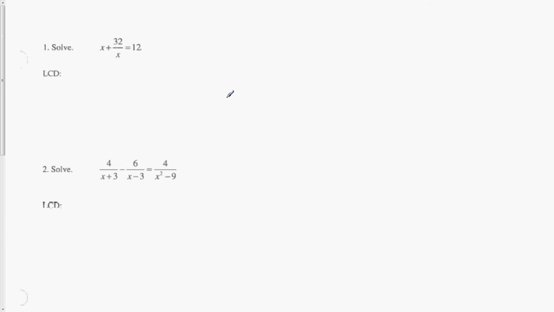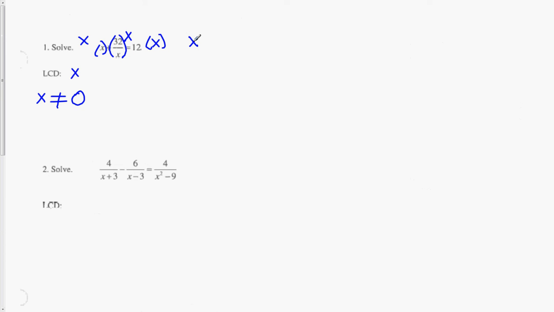Okay, looking at this one, x plus 32 over x equals 12. My LCD is going to be x. That's the only fraction I have. And on this one, x cannot be equal to 0, since I only have a single x. So what I'm going to do is multiply every term times x. And it gets a little crowded. If you want to rewrite it, rewrite it.